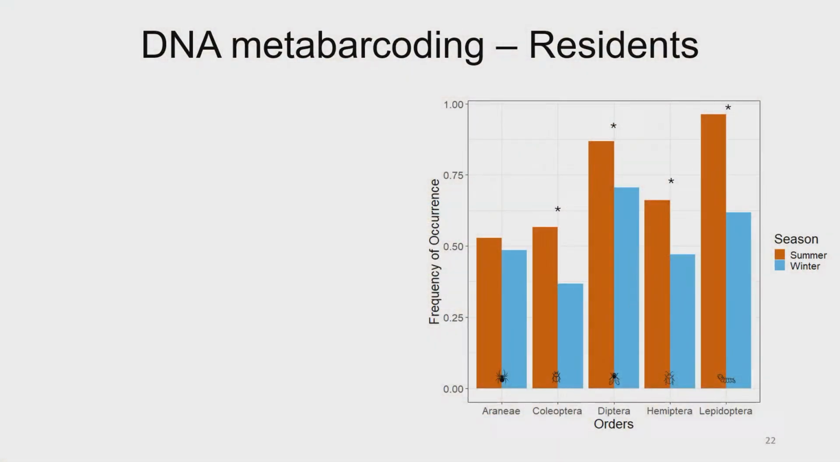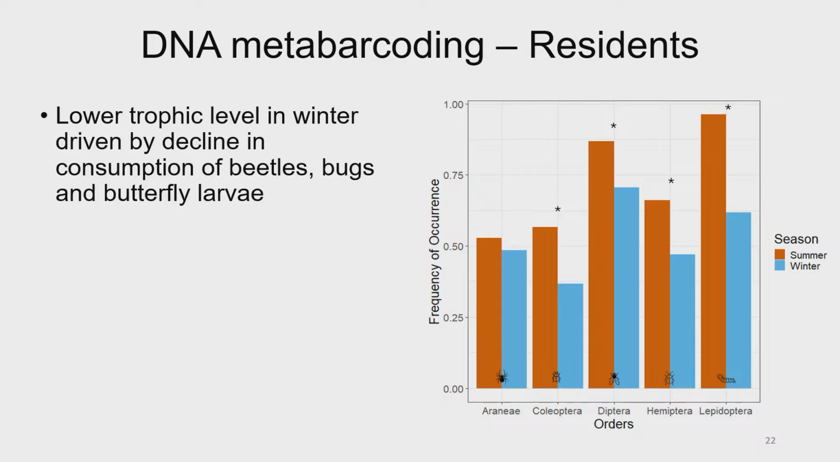Coming to the results from DNA metabarcoding, like you saw in the previous slide, the trophic level of these residents was dropping in the winter. This may be because, if you look at the y-axis over here, it represents the frequency of occurrence, how often these different orders of insects were found in the diets of these birds in the summer and winter. The red color is summer, blue is winter, and you can see that there's a decline in the consumption of beetles, which is Coleoptera. There's a decline in the consumption of Diptera, which is flies, bugs, and caterpillars. So they're eating less of these orders of insects in the winter, which may be driving the decline in the trophic level in the winter.